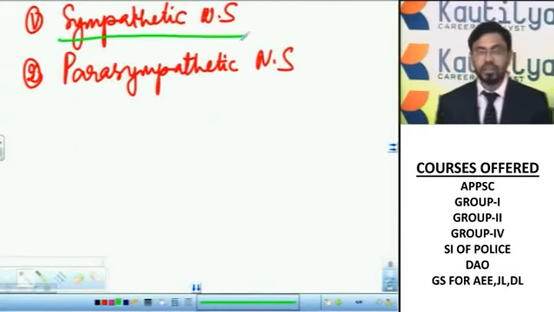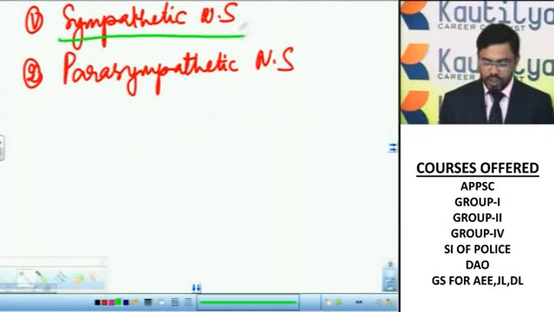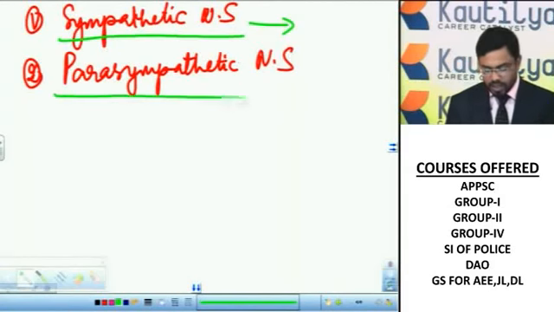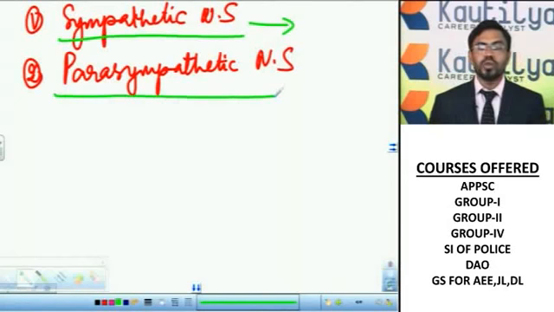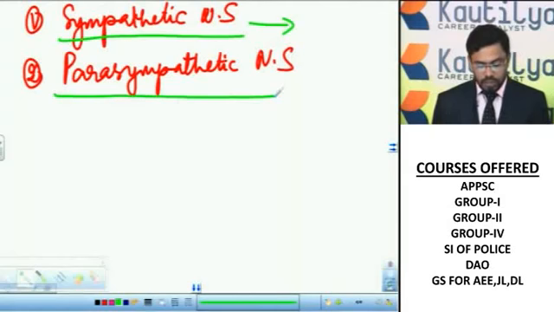For example, the sympathetic nervous system narrows the lumen of the blood vessels, reduces the secretions of the digestive glands, increases the heartbeat, and dilates the pupil of the eye, whereas the functions of the parasympathetic nervous system are opposite to those of the sympathetic nervous system. So the sympathetic and parasympathetic nervous systems control the functioning of the internal organs and also control the emotions.